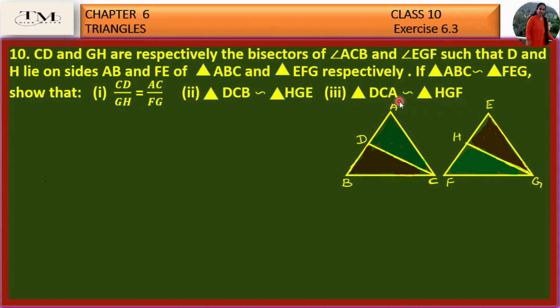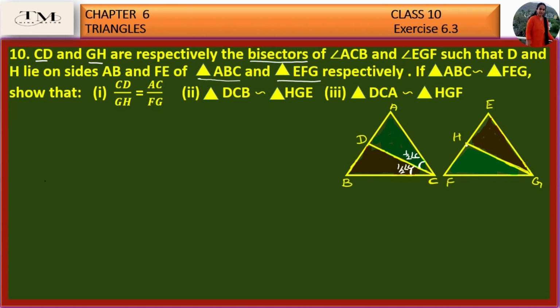Now what is all given? There are two triangles ABC and EFG. In them, D lies on AB and H lies on FE. CD and GH are bisectors. This line CD is the bisector of angle ACB. That means CD divides angle C into two equal halves. So both these angles will be half of angle C.